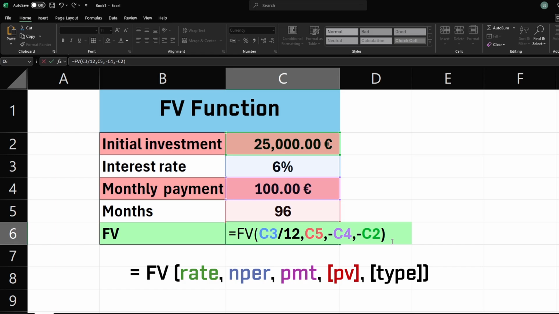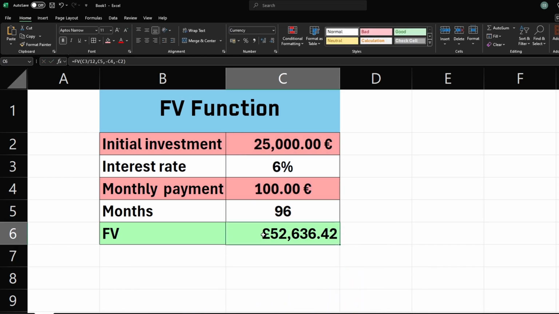Type is timing of the payment, which defaults to 0 for the end of the period, but can be set to 1 for the beginning. As a result, we receive the amount of money we would have after 96 months.